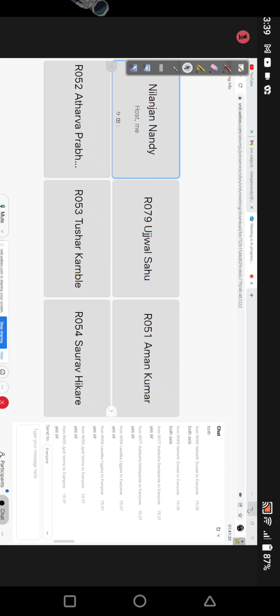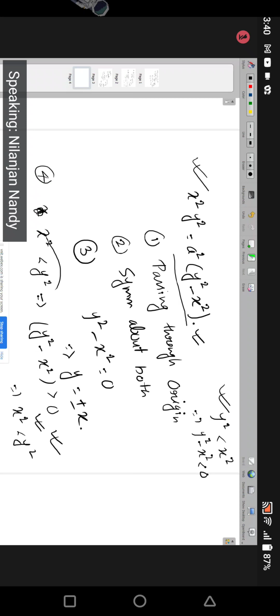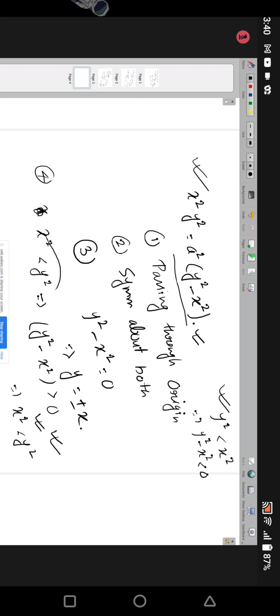If y square is less than x square, you are getting negative value for the right hand side, but the left hand side is always positive since it's x square into y square. So y square less than x square, this cannot be your region. Your only possible region is y square greater than x square, that is x square less than y square. So this is your region. So irrespective of values of x and y, you have to select x and y in such a way that x square should be less than y square. So from here also you can simplify this to mod x less than mod y.